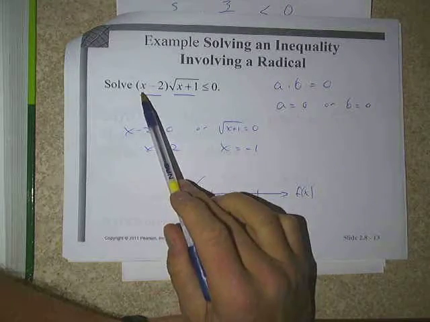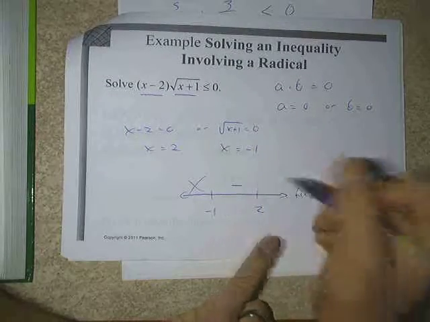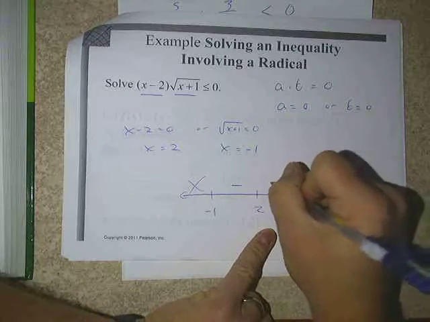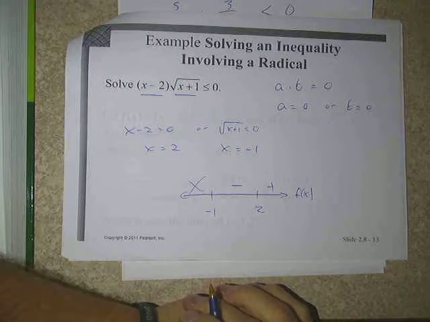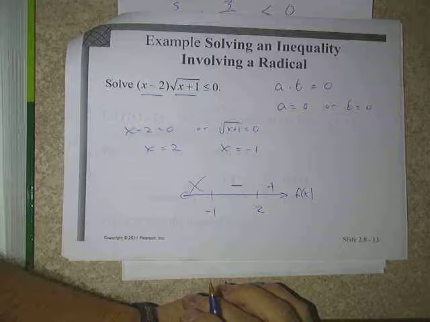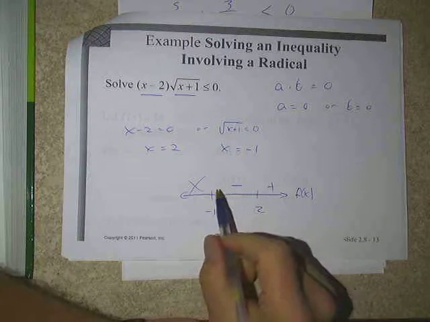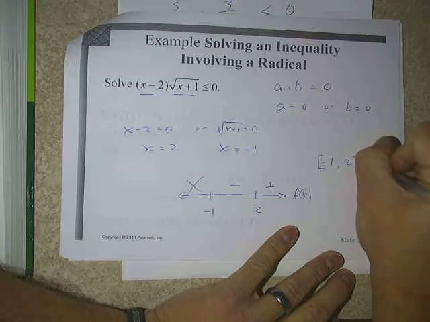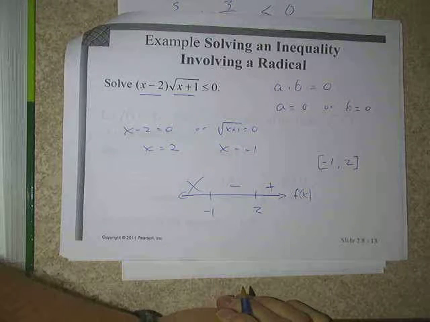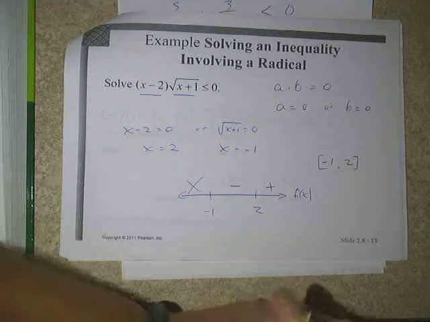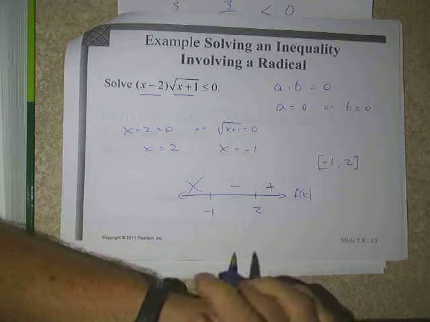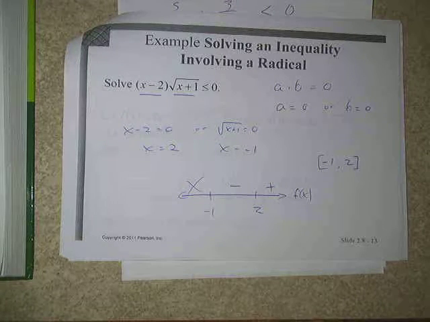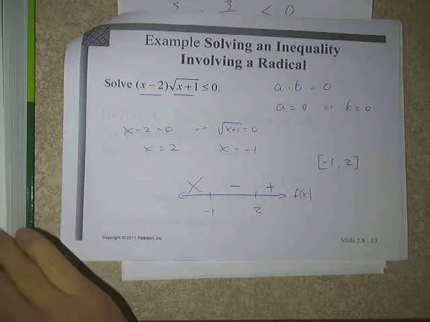But if we put something between negative 1 and 2, like 0, we'd have a negative times a positive, which would be negative. And if we put something bigger than 2, we'd have a positive times a positive, which would be positive. So the question is, when is this less than or equal to 0? It's going to be between these two, so we would say simply negative 1 to 2, because it's less than or equal to. If they had asked us for greater than, we would have said from 2 to infinity. Questions on that one?